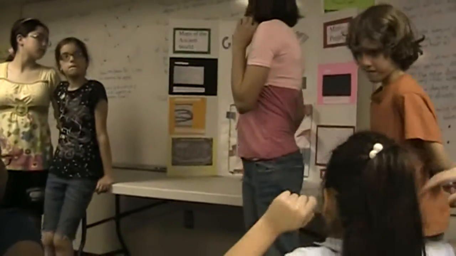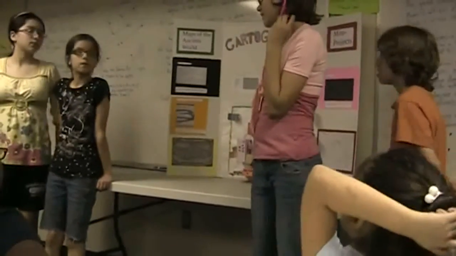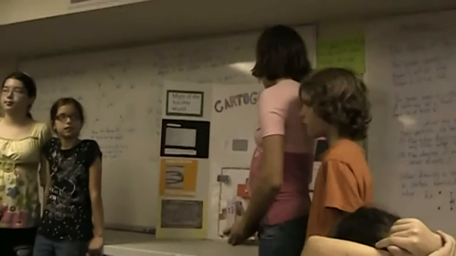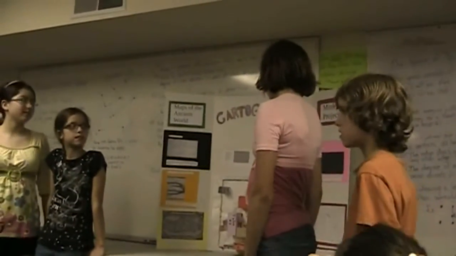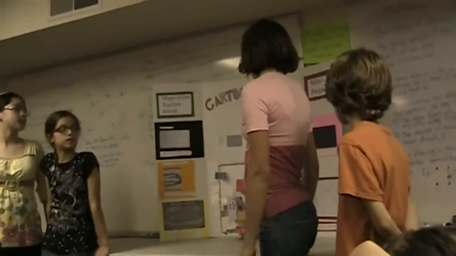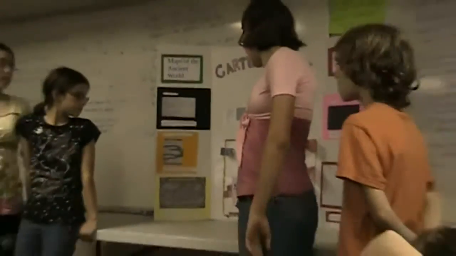We measured the length, width, and height of all these things, and then we divided by 15 to get our scale. So we divided all the sides by 15, and that's how we got this scale map of the classroom.